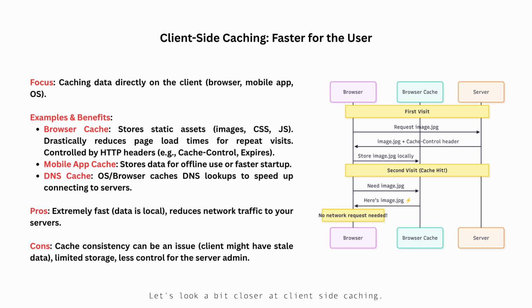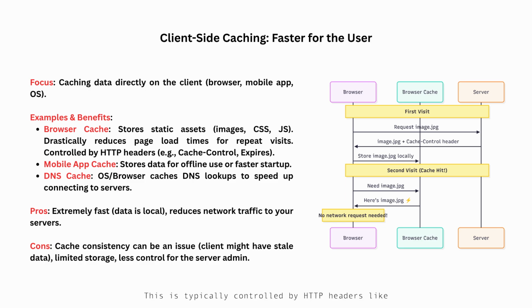Let's look a bit closer at client-side caching. It is all about leveraging the user's own device to store the data. The most common example is the browser cache. Your browser downloads static files like image, CSS, and JavaScript files and stores them locally. When you visit the same page again, or another page that uses the same assets, the browser can load them from its local cache instead of reloading them from the server. This makes pages load much faster and reduces load on your servers.